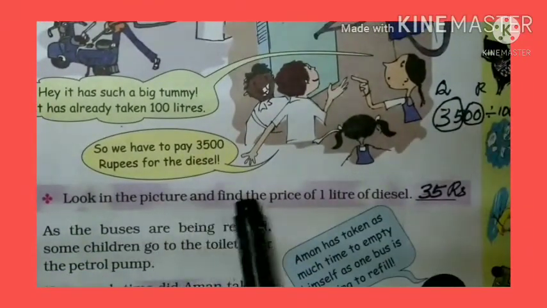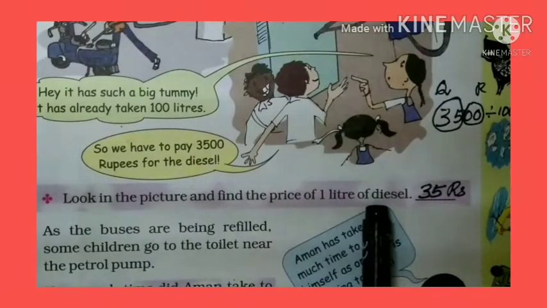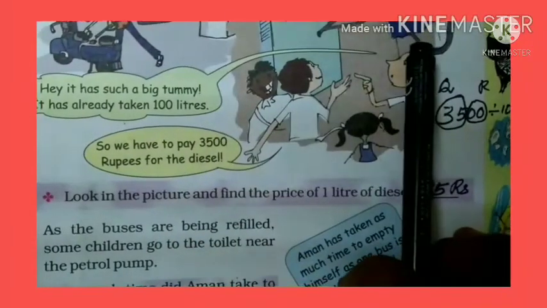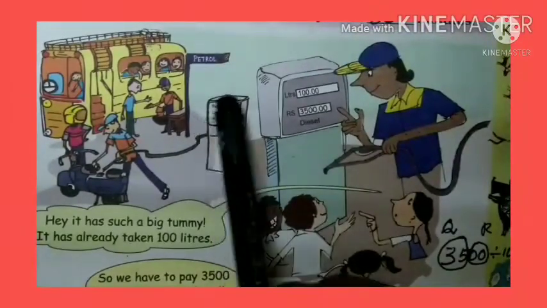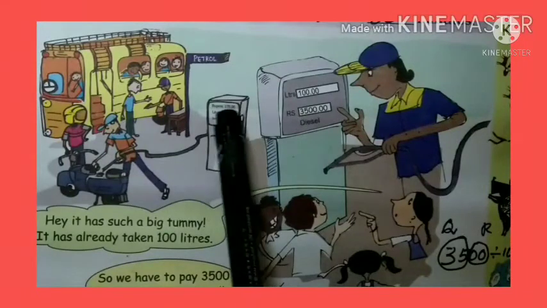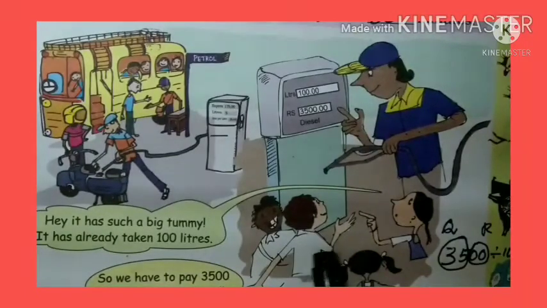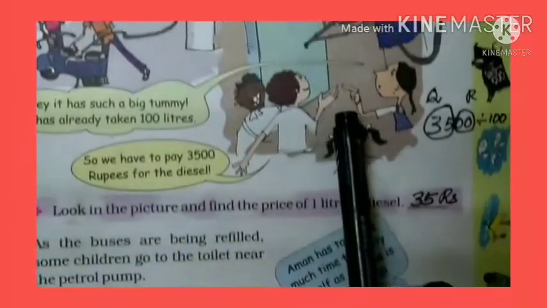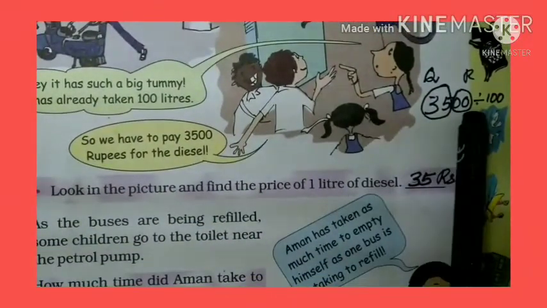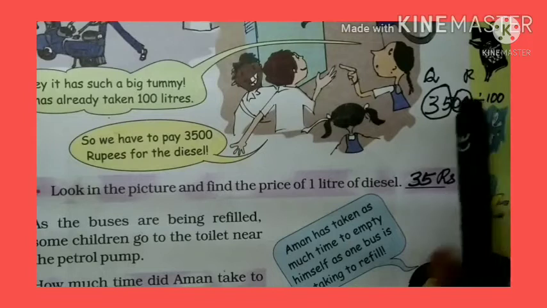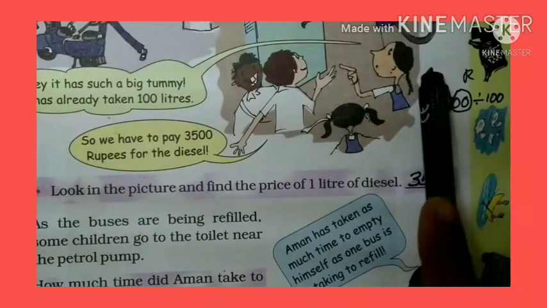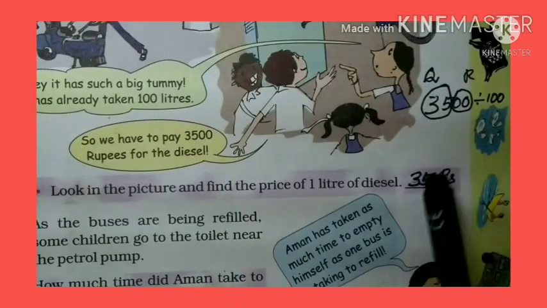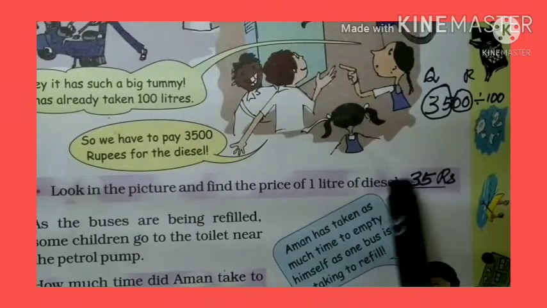Look in the picture and find the price of 1 liter diesel. So, in this box, you have to find out the cost of diesel. There it is mentioned that 1 liter is equal to 35 rupees. Other way we have to find out like this. That is 3,500 divided by 100. Last two places become the remainder. So balance places become quotient. So the quotient is 35. 35 rupees is the cost of 1 liter diesel.